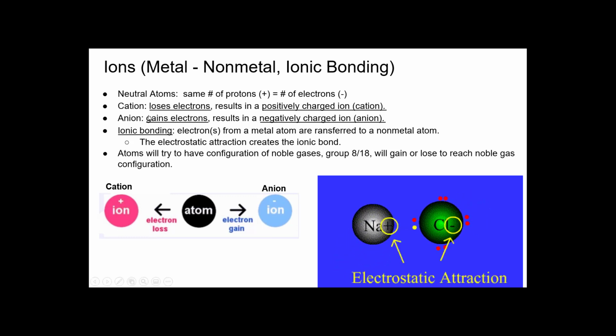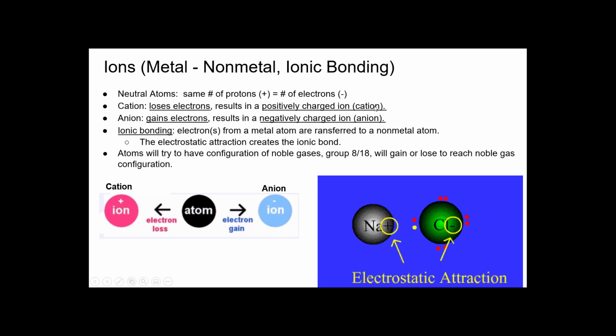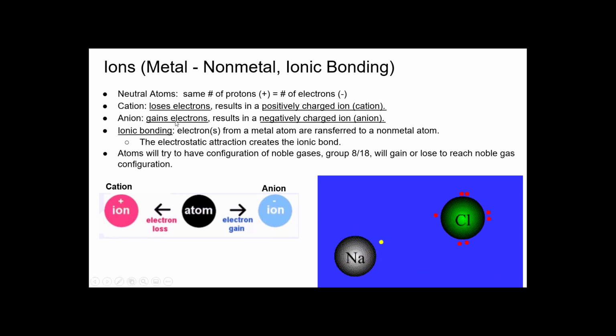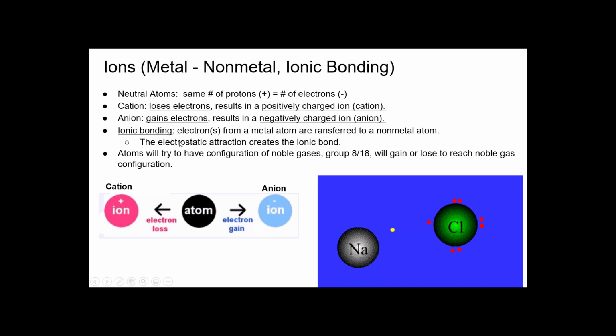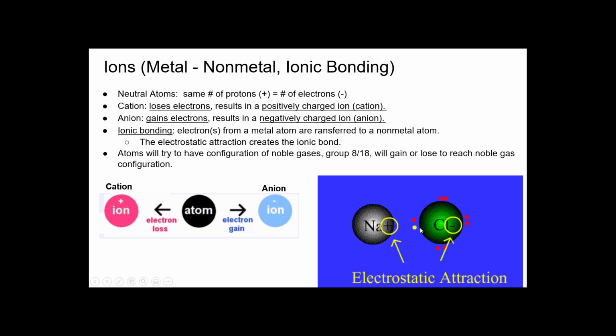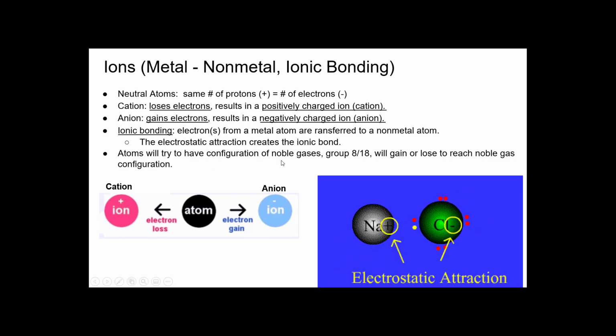So a cation loses electrons. These are the metals. They result in a positively charged ion, which means there's an imbalance. You actually have less electrons than you do protons. An anion, which is a nonmetal, gains electrons and it results in a negatively charged anion. These result in ionic bonding. This is due to electrostatic attraction creates the ionic bond. So you can see a little cartoon here of what happens, and this creates the positive and the negative creates a very strong bond. Atoms will try to have a configuration of noble gases.